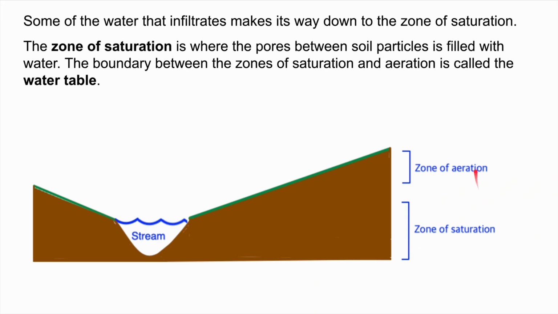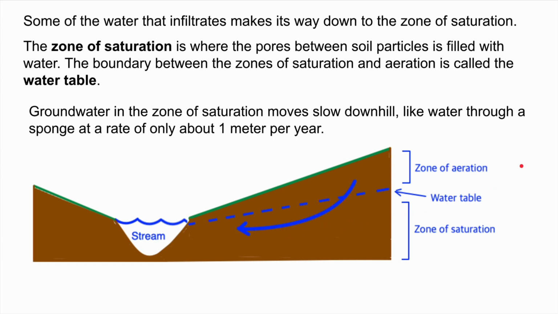Well, the boundary between these two is something we call the water table. So above the water table, we have the zone of aeration. There is air and some water droplets between the particles of soil, but below it, it's all filled with water. And what happens then is if water infiltrates and gets into this zone of saturation, it's going to begin to flow downhill underground. And we call this groundwater.